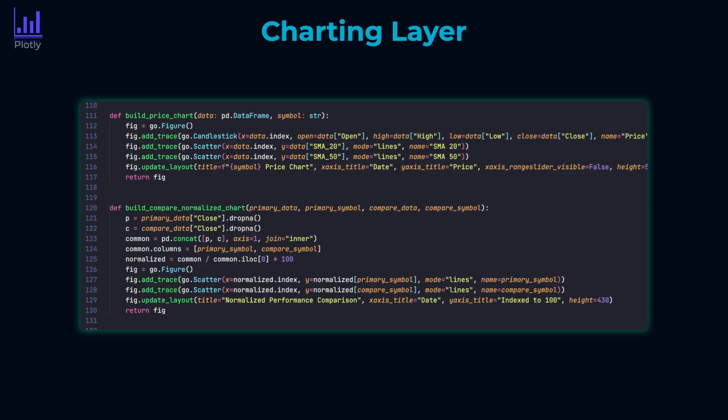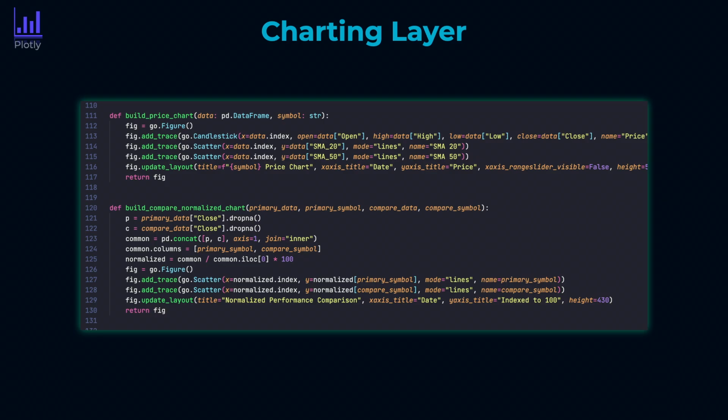The fifth component is a charting layer. Charts are rendered using Plotly. These are the two main chart types we have used in our project. The primary stock price chart where we render the candlestick chart. And the second one is the comparison chart, where in our case we took Apple and Microsoft and generated the comparison chart.